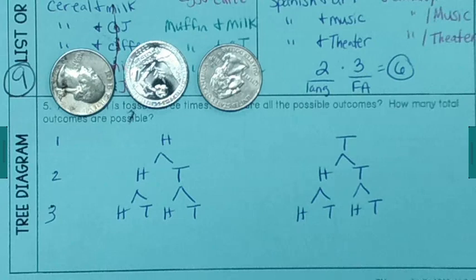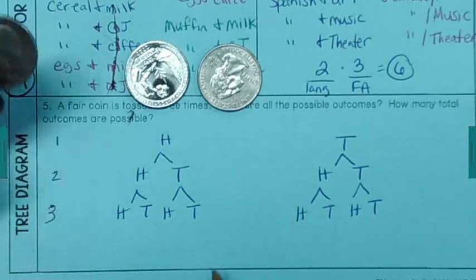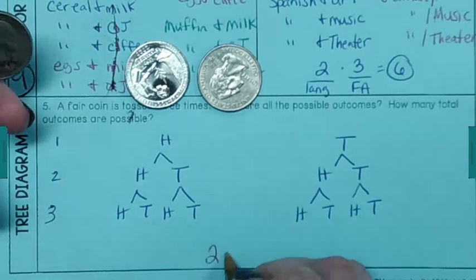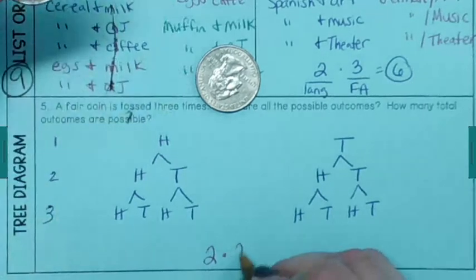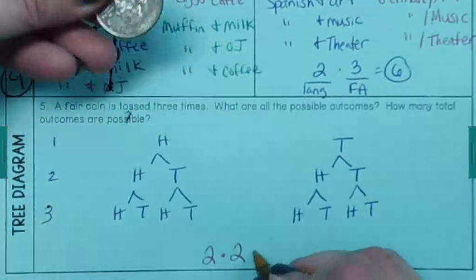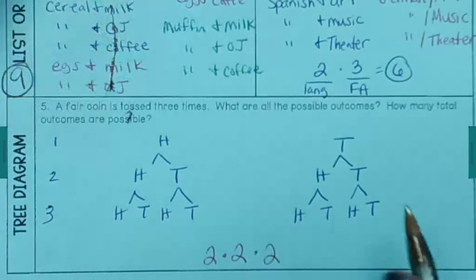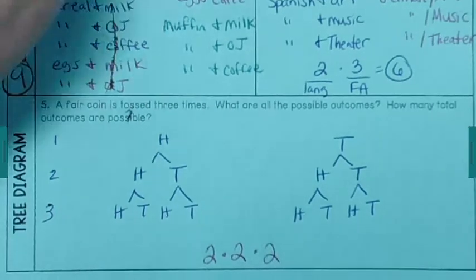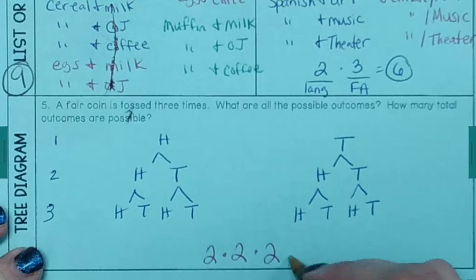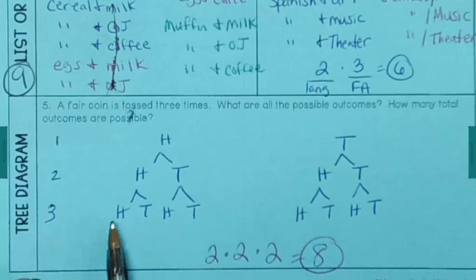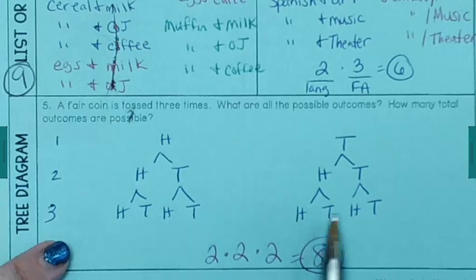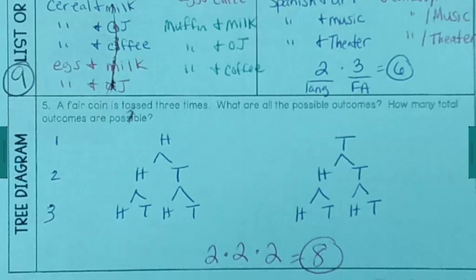All right? If I asked you how many outcomes are there, the first coin, how many things could happen? Heads or tails. The second coin, what could happen? Heads or tails. The third coin, what could happen? Heads or tails. 2 times 2 times 2 is what? 8. Good. 8. And if you go through and count the bottom, 1, 2, 3, 4, 5, 6, 7, 8. That's it. Okay?